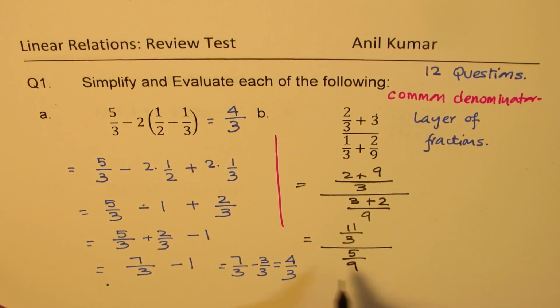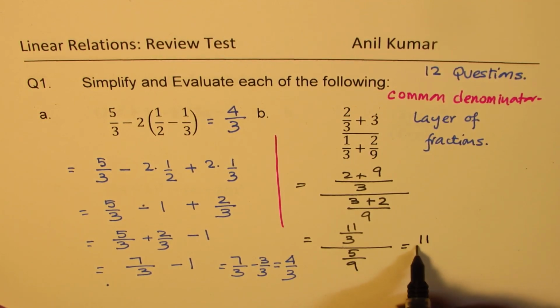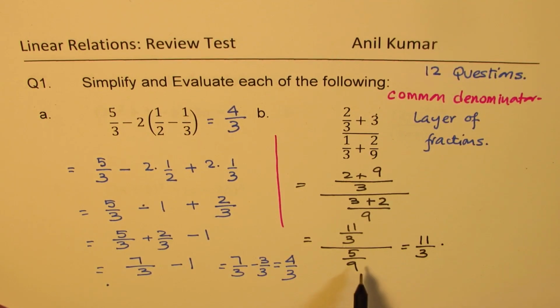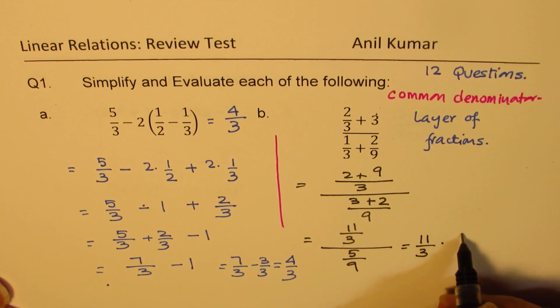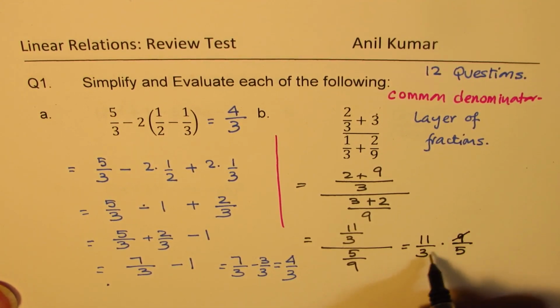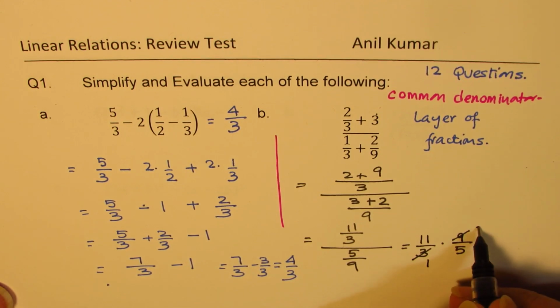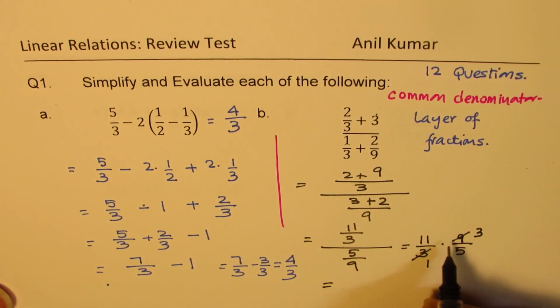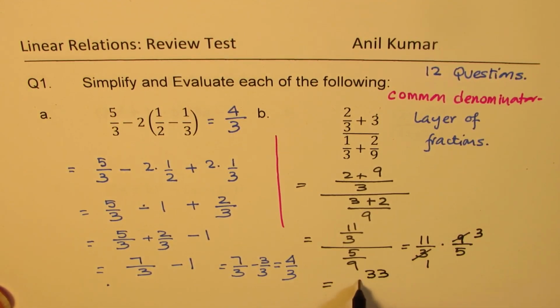So we could write this as 2 plus 9 is 11 over 3, over 3 plus 2 is 5 over 9, right? Now that could also be written as 11 over 3 times, now dividing by 5 over 9 is the same as multiplication of 9 over 5. Now that could be simplified. We could cancel this by 3. So we get our answer as 33 over 5. Is that clear to you? So that is how we are going to solve it.